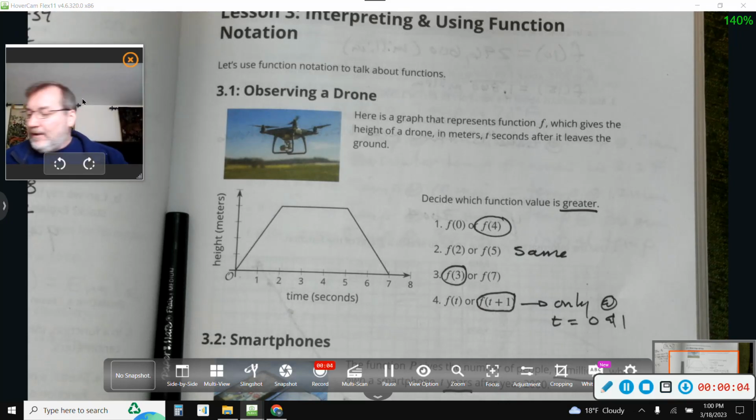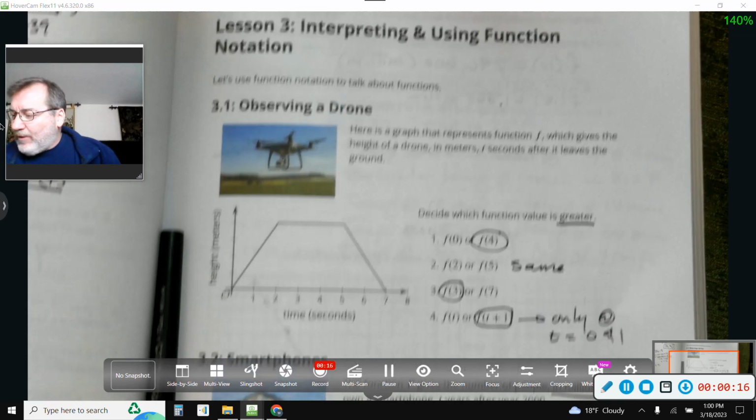Hello everyone, we are on Unit 4, Lesson 3 today, and it's interpreting and using function notation. So we'll just go ahead and leap right into this.